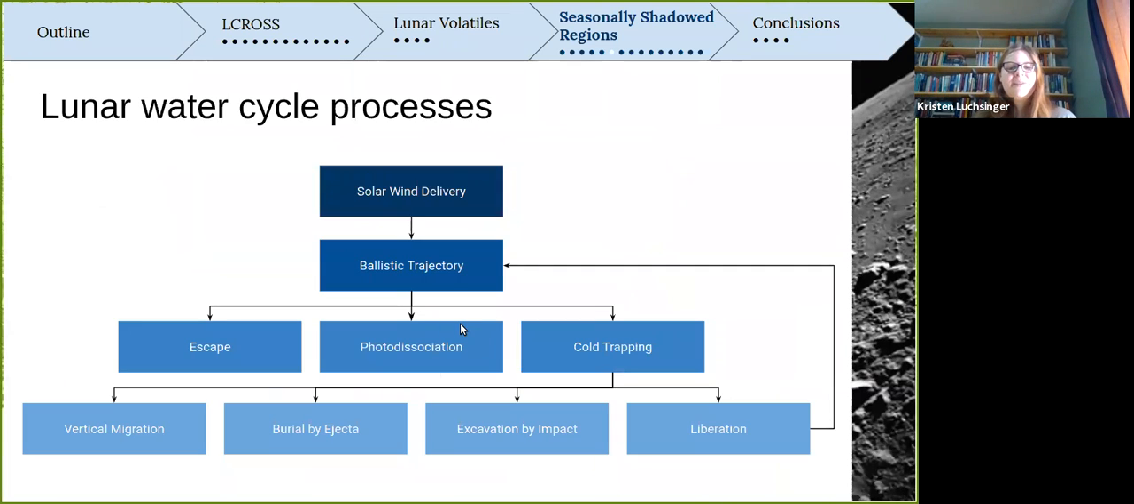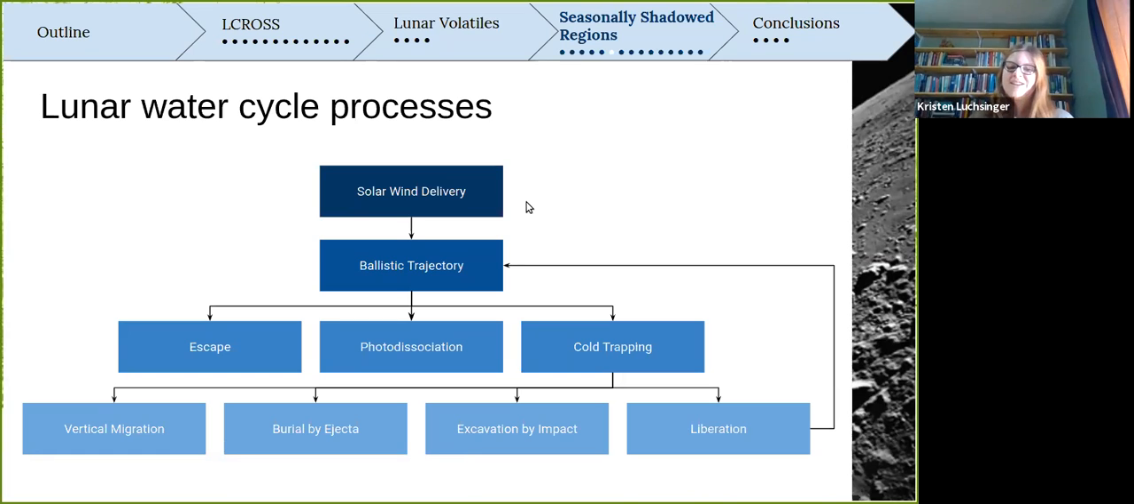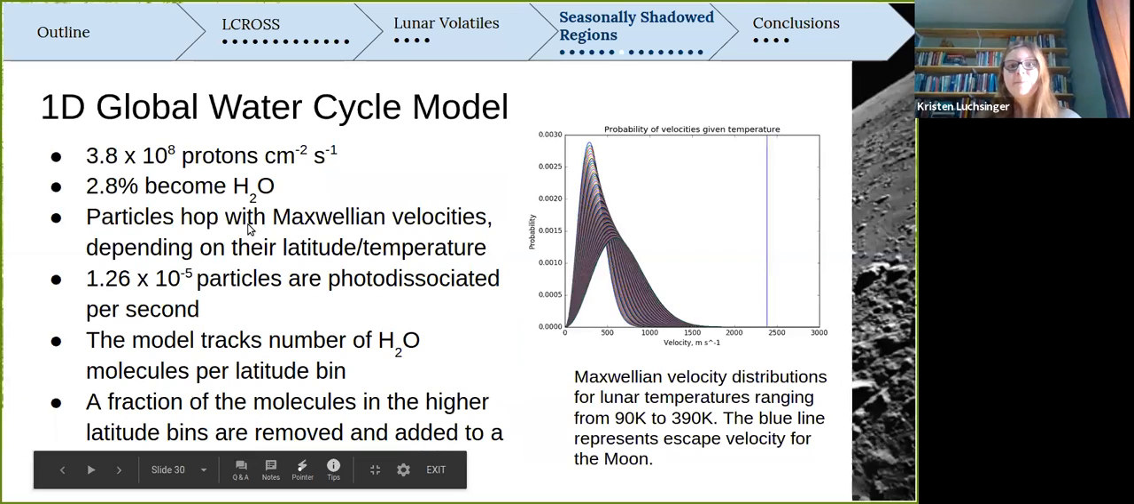So my first step is I'm looking at a simplified one-dimensional global solar wind water ice model. And so what I'm talking about here is the lunar water cycle starting with solar wind delivery. You have solar wind delivery at the surface, the water ice moves in a ballistic trajectory and may land in a permanently shadowed region. If it's liberated by any sort of temperature increase, it will then be added back into the ballistic trajectory pool. So I'm looking at this process in a very simplified way.